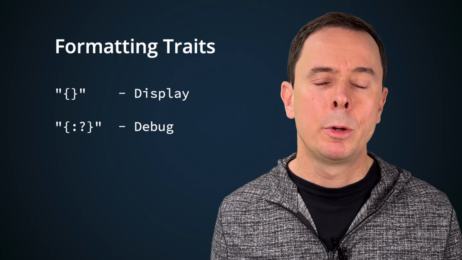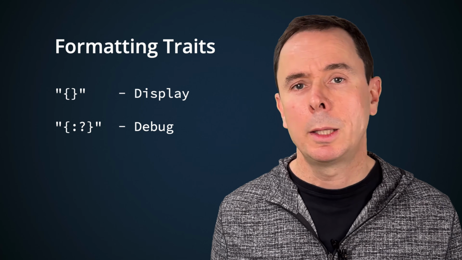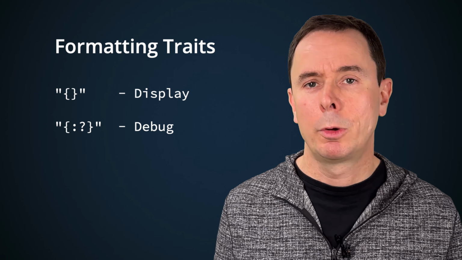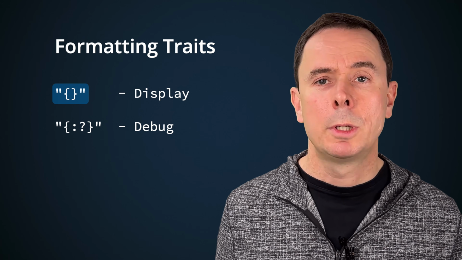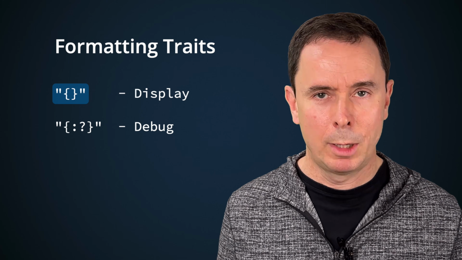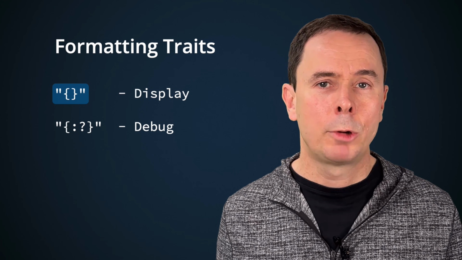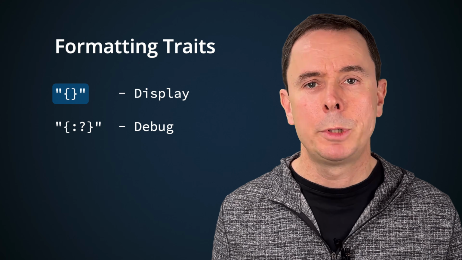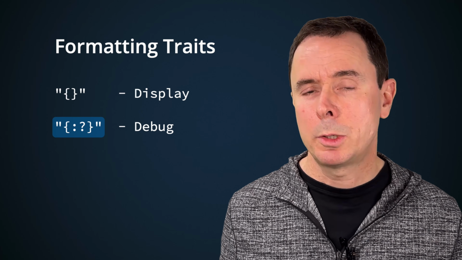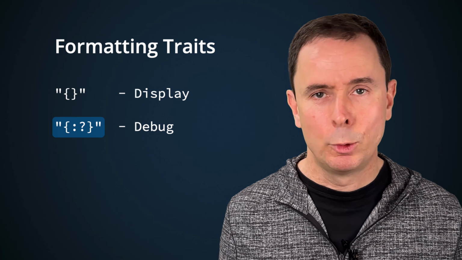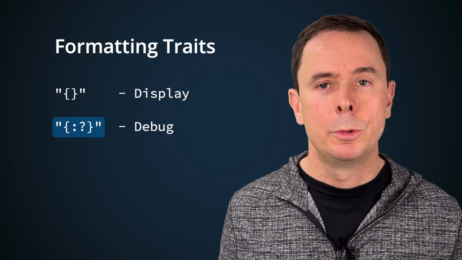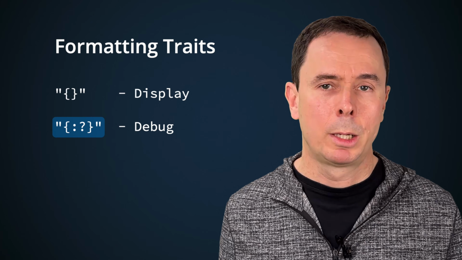Display and debug are both used for formatting values into text, and they correspond to different placeholders that you'd use with println or the format macro that builds a string. When you use an empty pair of curly braces as a placeholder, that uses the display trait to format the value. The intended purpose of the display trait is to produce output that will be visible to end users of an application. If you write a placeholder with :?, it uses the debug trait to format the value. The purpose of the debug trait is to produce output that will be visible to developers, somebody debugging the application.